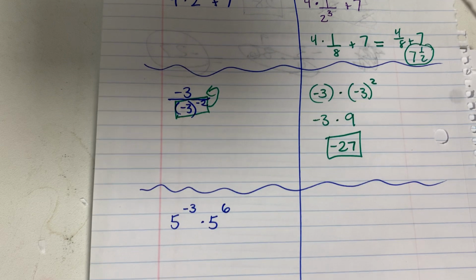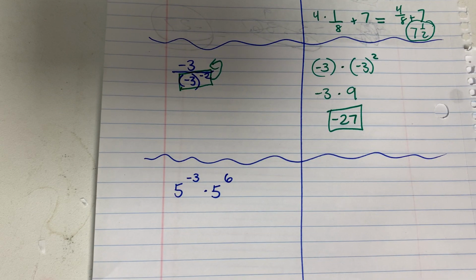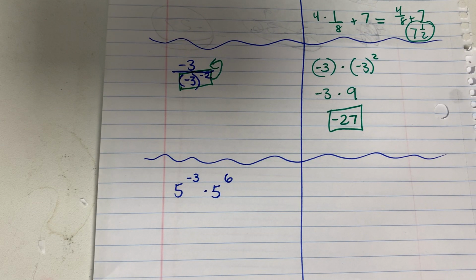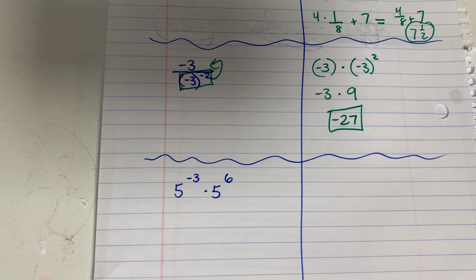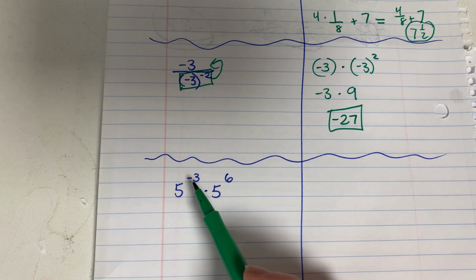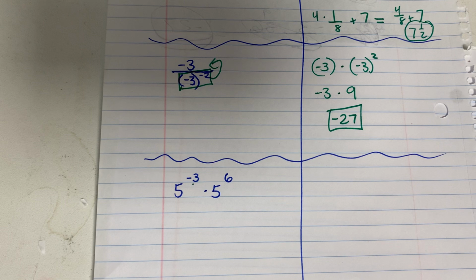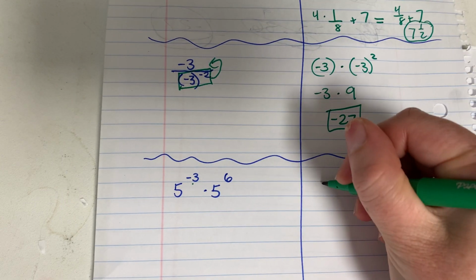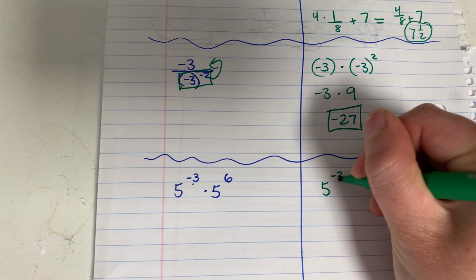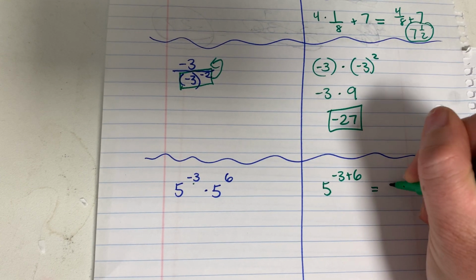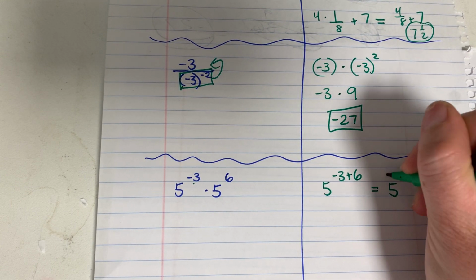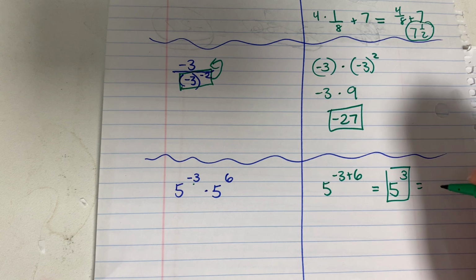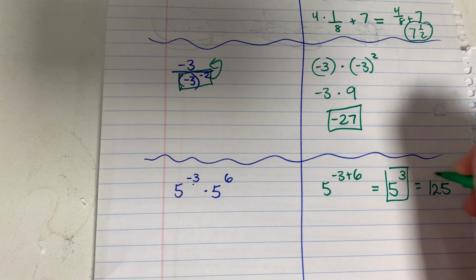Last problem, everyone. 5 to the negative 3 times 5 to the positive 6. You can do it 2 ways. I'm going to look at it as product rule. I have the same bases, so I can just add those guys together. Negative 3 plus 6, which is the same as 125.